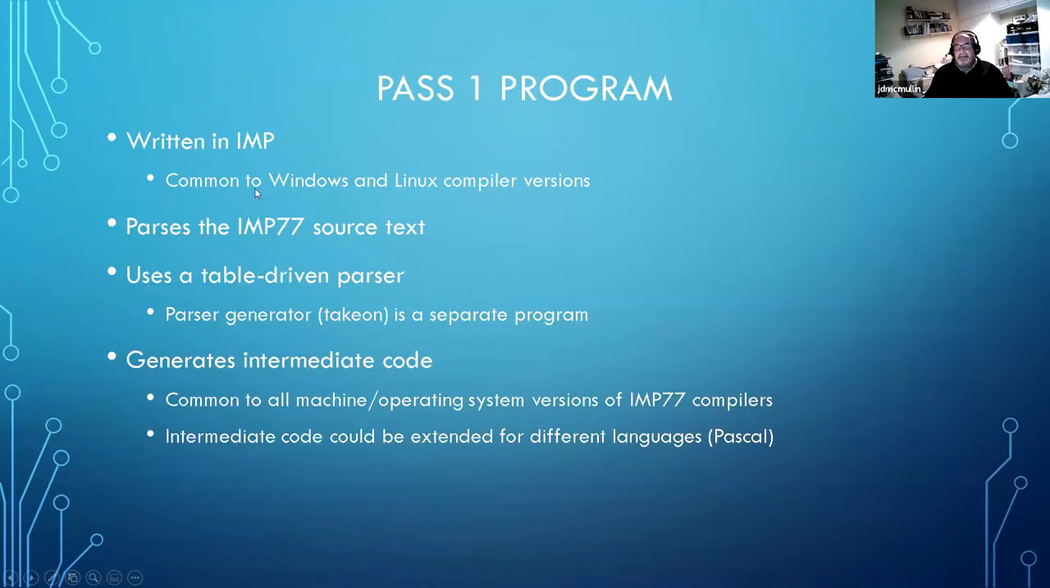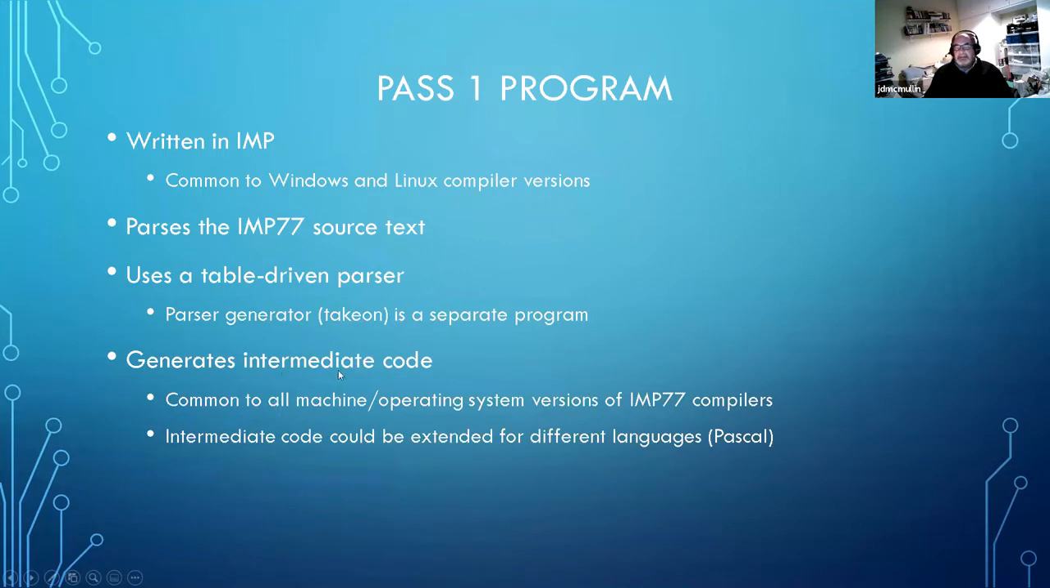So pass1, written in IMP, is common to both the Windows and the Linux compiler versions, so you'd use the same pass1 source code for those two. As I mentioned, it reads the IMP77 source. It uses a table-driven parser, and there is a parser generator system provided inside the IMP32 zip file called TakeOn, which is a separate program. This program takes the IMP grammar, reads it, and generates the tables, which are then used by the pass1 compiler. So it's a bit like Yacc and Lex, sort of.